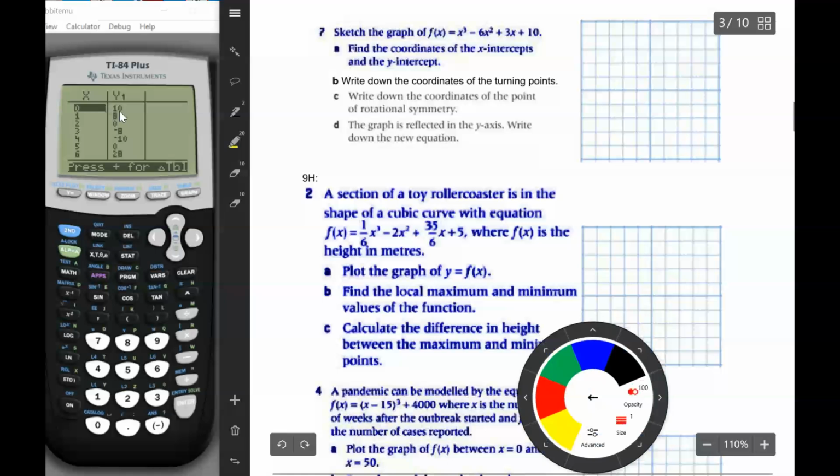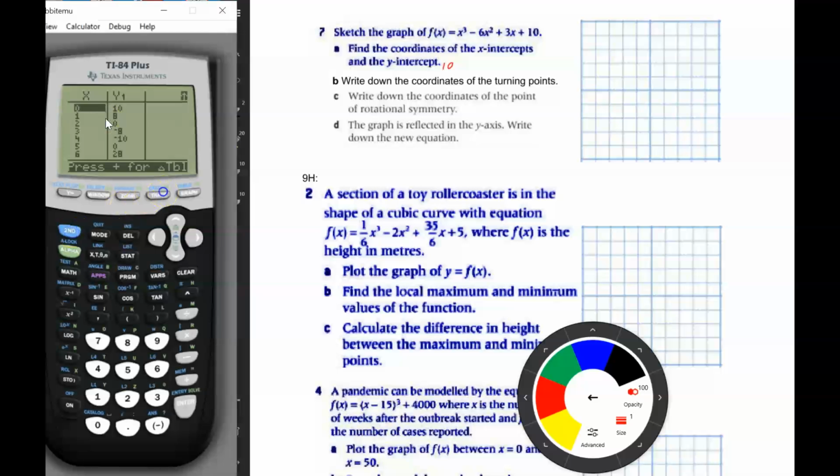Okay, so the y-intercept is 10. And the x-intercepts we can find by doing second calc 0. And then we put the left boundary here on the left side of this intersection. Then we put the right boundary here on the right side, and we do guess. And one of them is negative 1 comma 0.